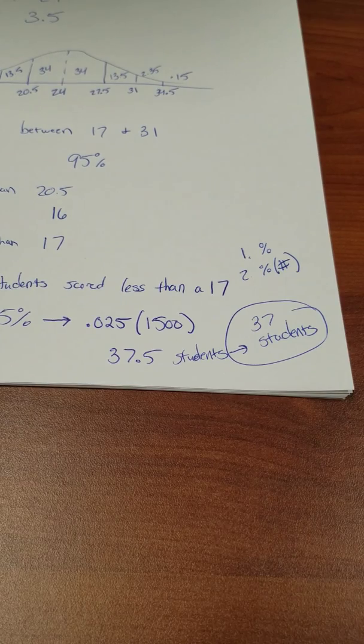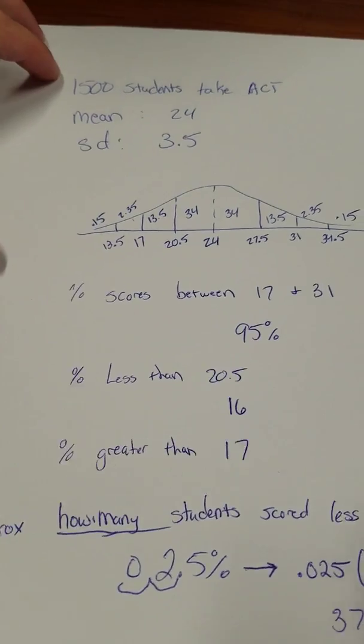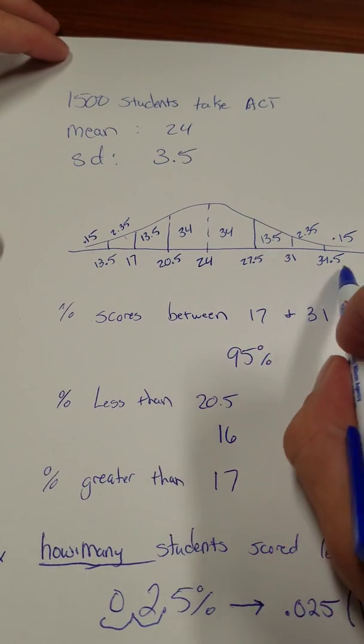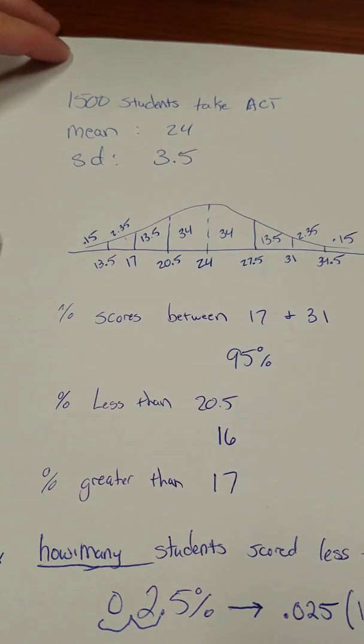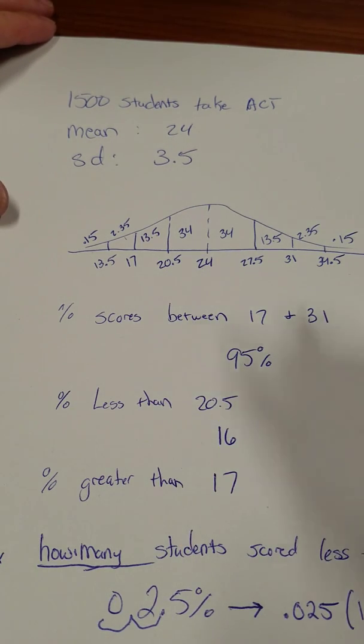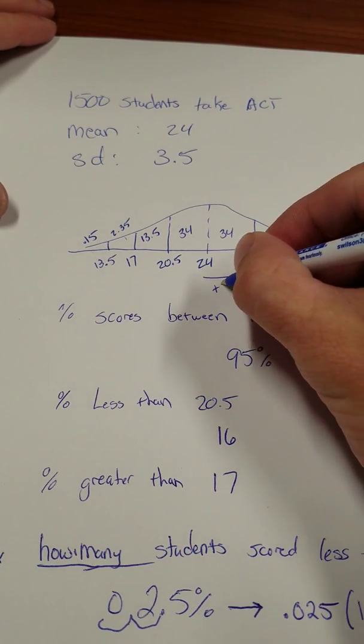Okay, hopefully that helps you figure out the empirical rule. Make sure you're drawing this chart every single time. If I'm going to the right, I add. If I'm going to the left, I subtract. The mean always goes in the middle. Add the standard deviation each time.